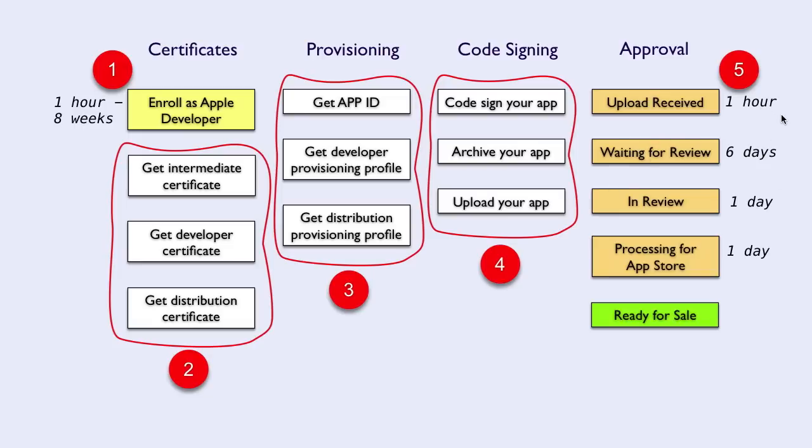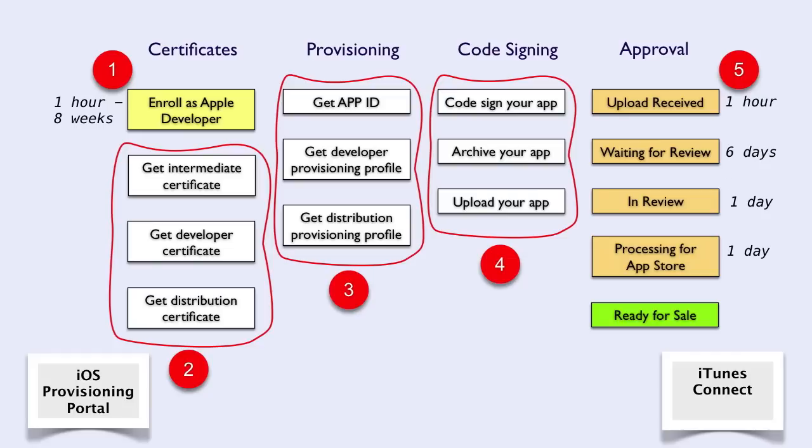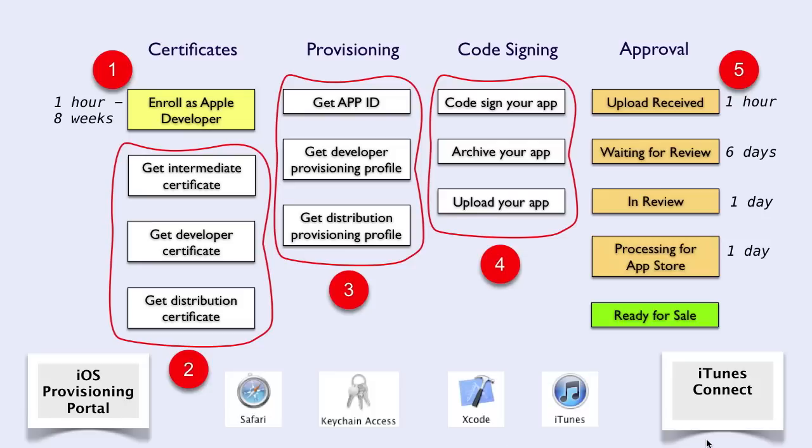The process involves 2 websites, both owned by Apple: iOS Provisioning Portal and iTunes Connect. iOS Provisioning Portal is used for certificates and provisioning profiles, and iTunes Connect is used for uploading and the review process. 4 tools are involved on your computer: a web browser, Keychain Access, Xcode, and iTunes. The whole process is complex and will take about 200 steps.